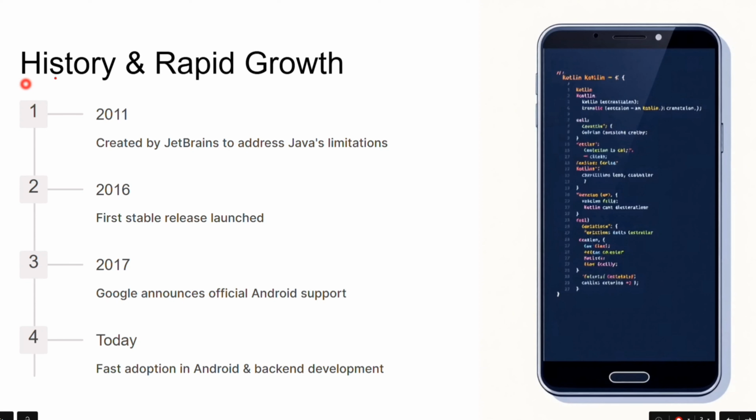Now let's talk about the history of the Kotlin language. It all started in 2011, when JetBrains created Kotlin to address Java's limitations. And in 2016, they released the first stable version of Kotlin. And this is the key point where everything changed for Kotlin, where Google announced it as an official language for Android support. And today, it is rapidly adopted for Android and backend development.